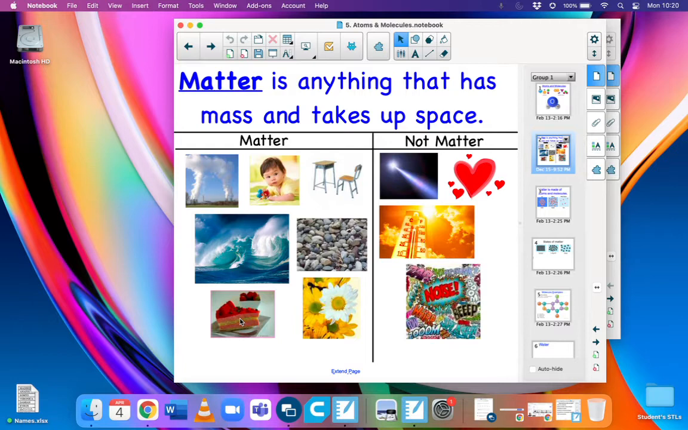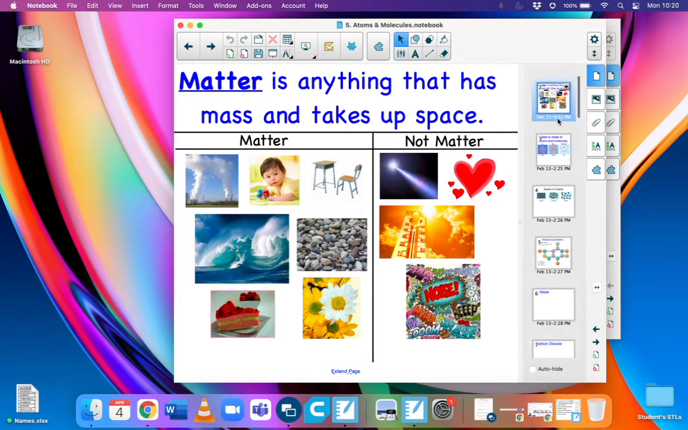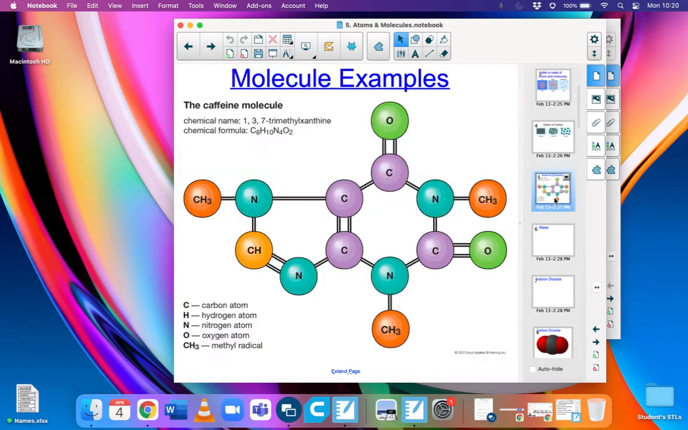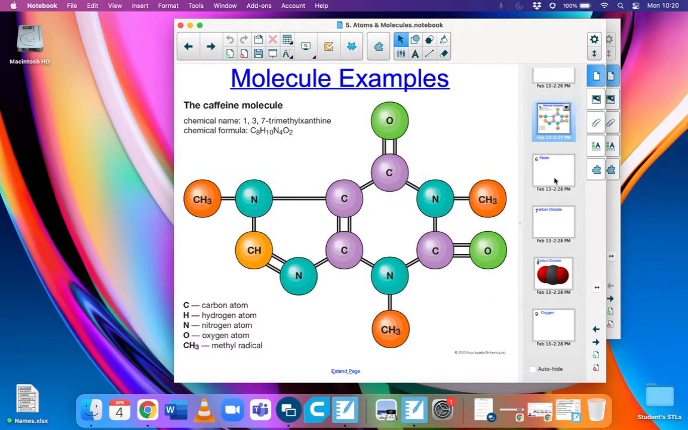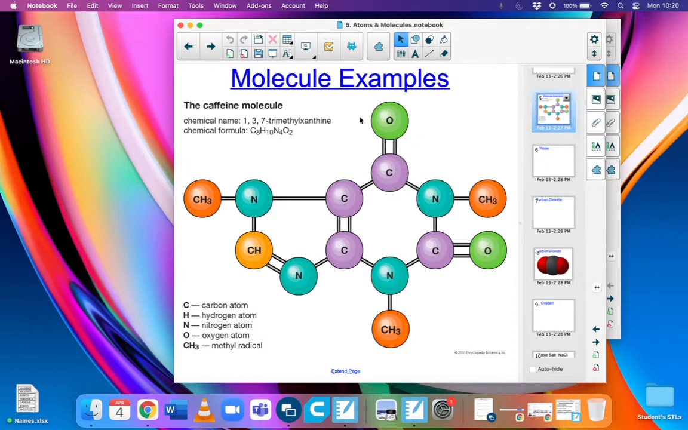But there are some things in our universe that are not considered to be matter. Heat is not made of atoms and molecules. Love, noises, light, those are not made of atoms and molecules, so they're not considered to be matter. The only thing you need to know for atoms and molecules is that molecules, like this big molecule of caffeine here, are made of atoms. Which one's smaller, molecules or atoms? It's atoms, because look at all of these atoms that make up the one molecule.